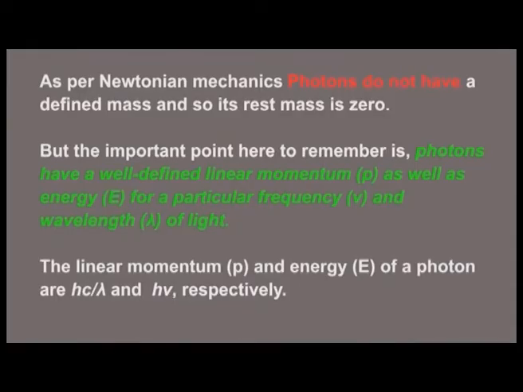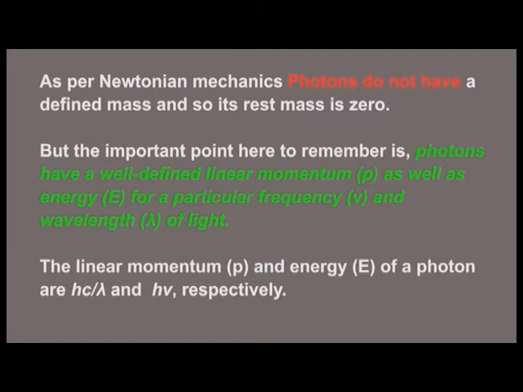Dear learners, as you are already aware, light is an electromagnetic radiation which has a range from radio waves to gamma rays. Scientifically, we may say it is a flow of photons. These photons have various properties in common with material particles. Photons travel at the speed of light irrespective of the frame of reference. As per Newtonian mechanics, photons do not have a definite mass, and so their rest mass is 0.